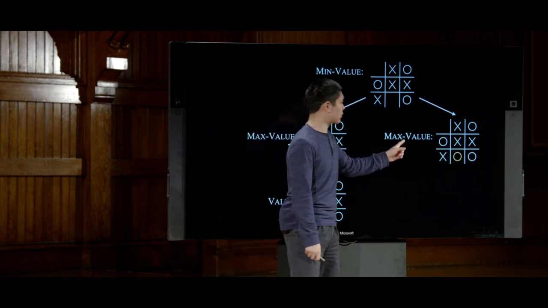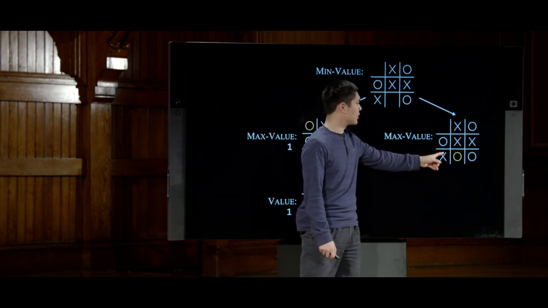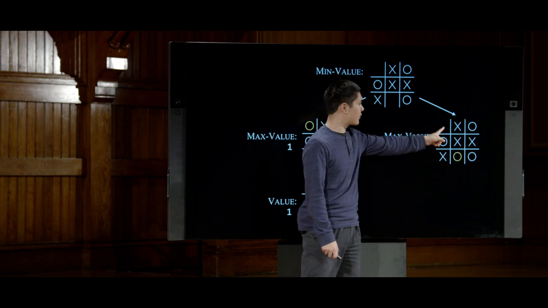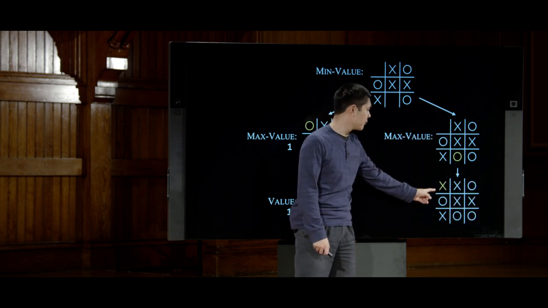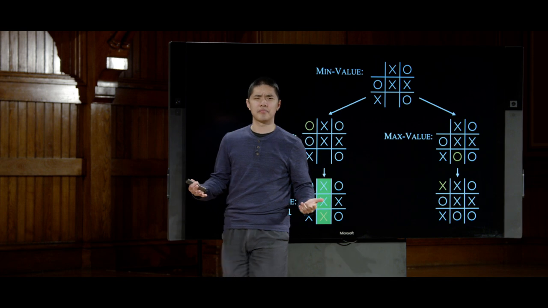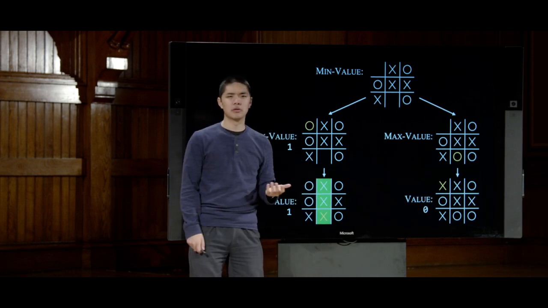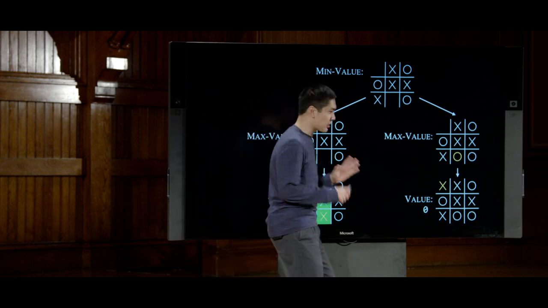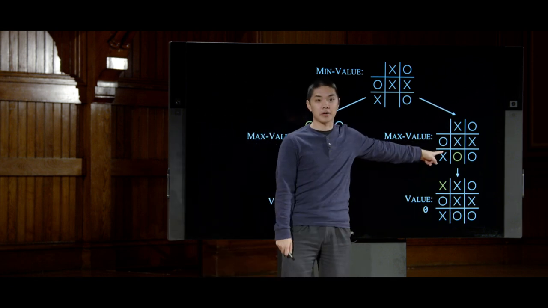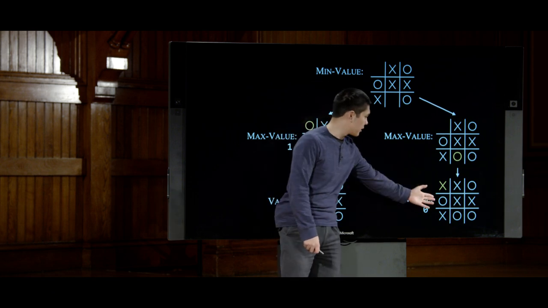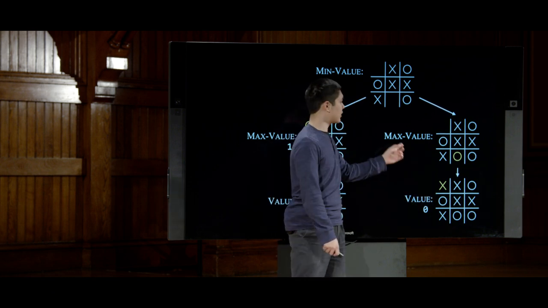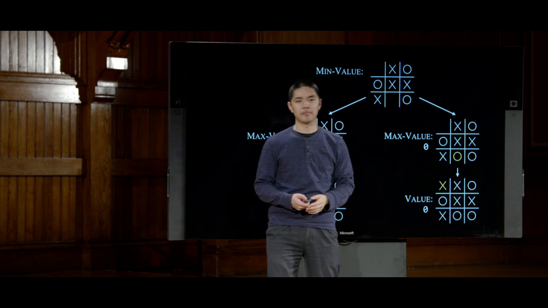Now we consider this one over here. What's going to happen now? Well, X needs to make a move. The only move X can make is in the upper left. So X will go there. And in this game, no one wins the game. Nobody has 3 in a row. So the value of that game board is 0. And so by the same logic, if from this board position, the only place we can get to is a board where the value is 0, then this state must also have a value of 0.